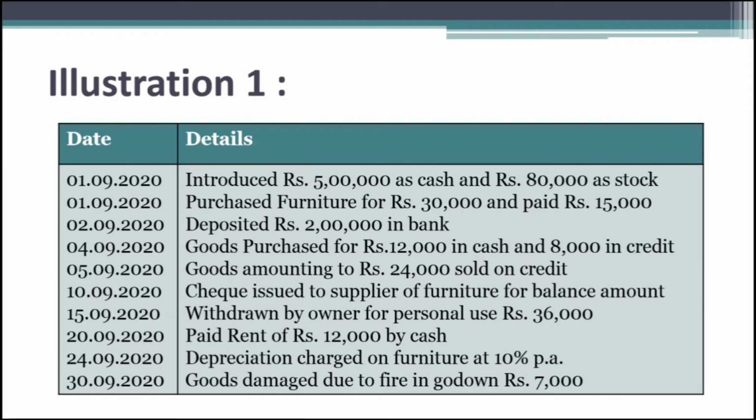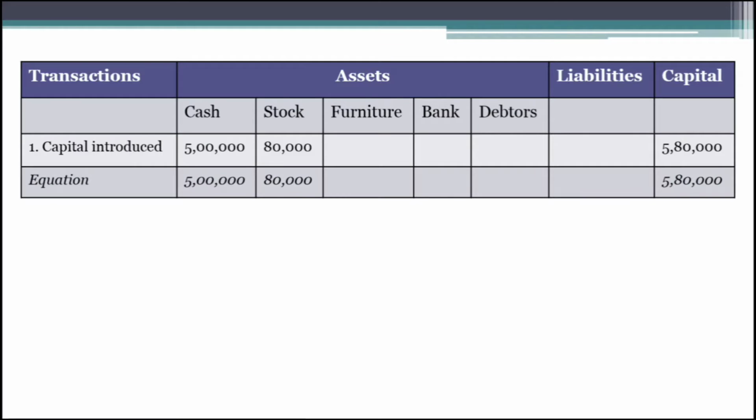In this case, the first transaction is that the proprietor introduced rupees 5 lakh as cash and 80,000 as stock. Now if you analyze the net impact, cash would be increased by rupees 5 lakh, stock would be increased by rupees 80,000 and capital would be increased by rupees 5 lakh 80,000. So this is the basic structure of the accounting equation. Here we have to mention the brief transaction, and we increase cash and stock by rupees 5 lakh and 80,000 respectively and increase capital by rupees 5 lakh 80,000. And if you notice, the equation is balanced.